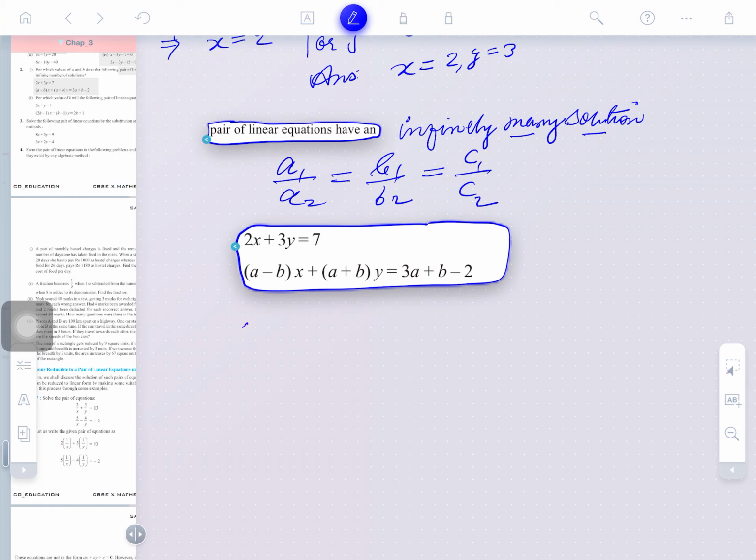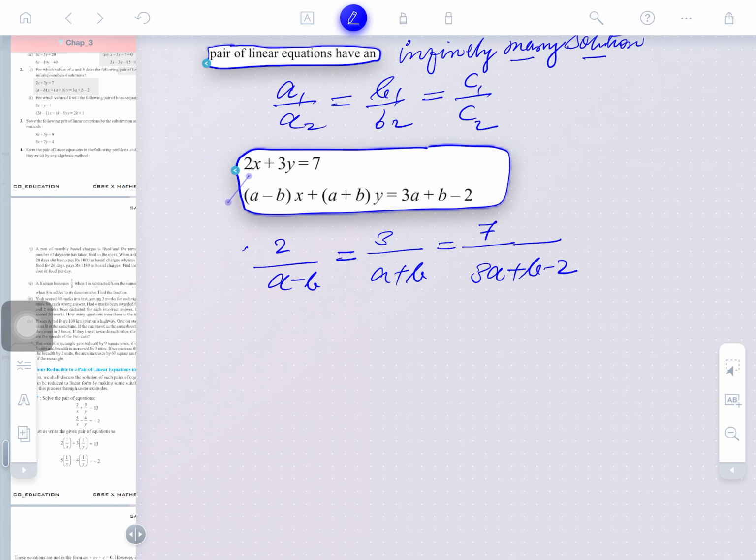What is A? A is this, I think it's A1. Okay, A1 is 2. What is A2? A minus B. Okay. What is B1? 3. And what is B2? It's A plus B. And what is C1? Minus 7 could be there. And what is C2? 3A plus B minus 2. Is that clear? You may see three ratios are here.